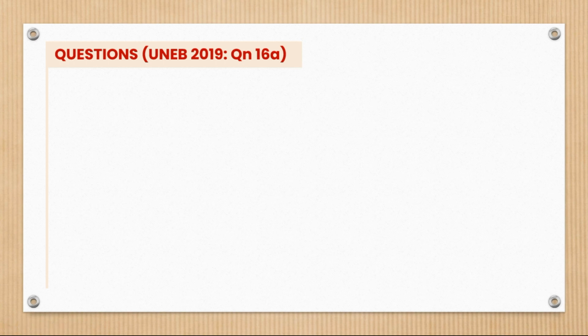Alright, so next question is a question from UNEB 2019, and this was question 16a. We are told to find the integral of ln x over x squared dx. So this is also a question that requires integrating by parts, because we cannot use u substitution. We cannot even use trigonometric substitution. So this clearly needs us to use integration by parts.